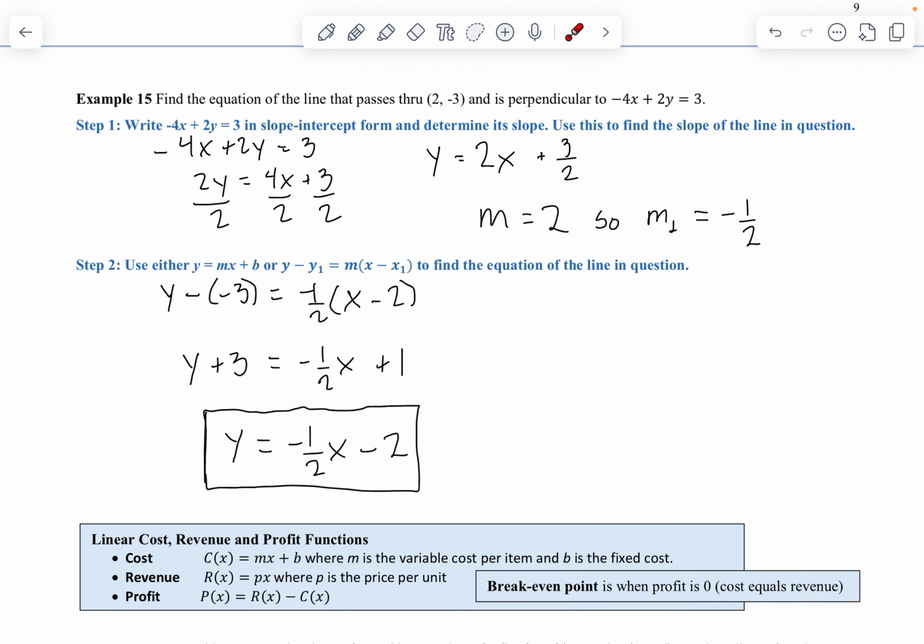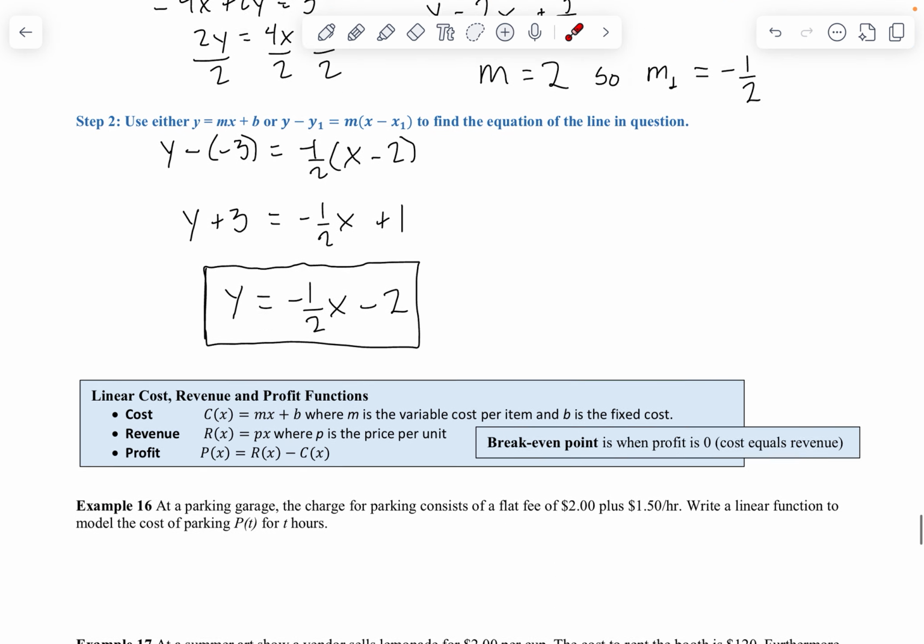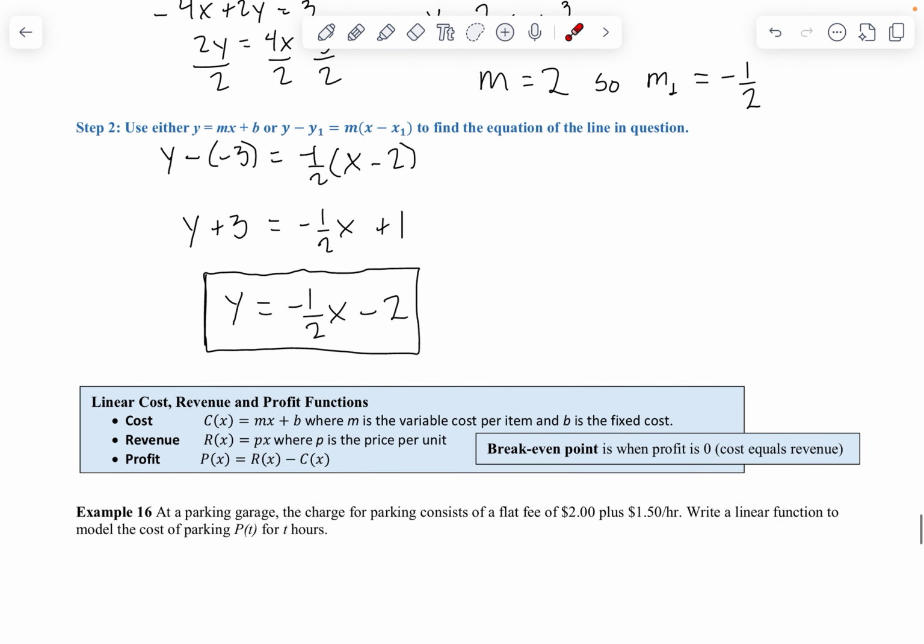Okay, let's look at a couple of examples here. Example 16, at a parking garage, the charge for parking consists of a flat fee of $2 plus $1.50 per hour. Write a linear function to model the cost of parking P of t for t hours. So our function will be P of t.